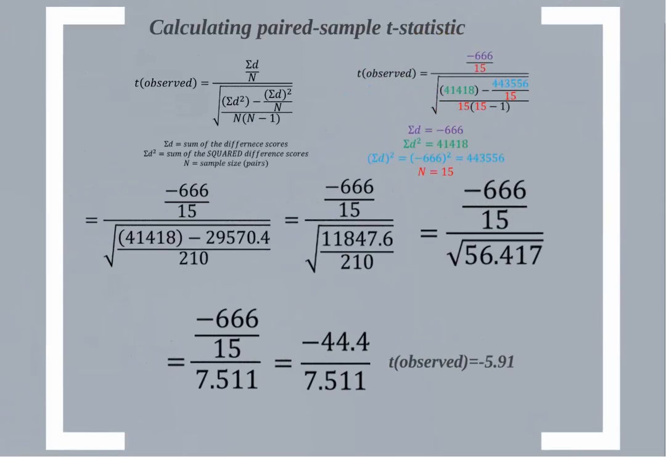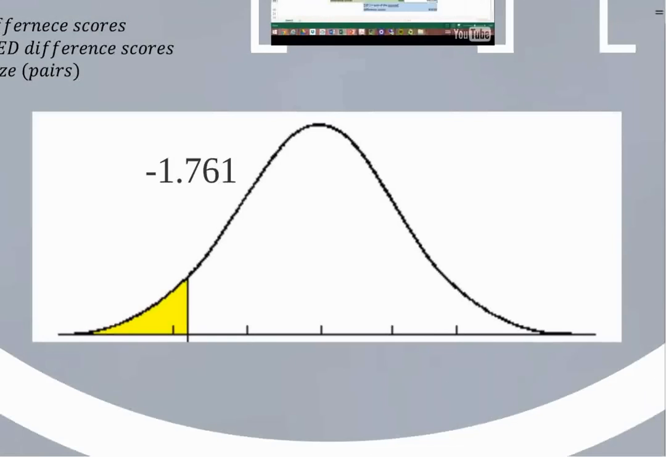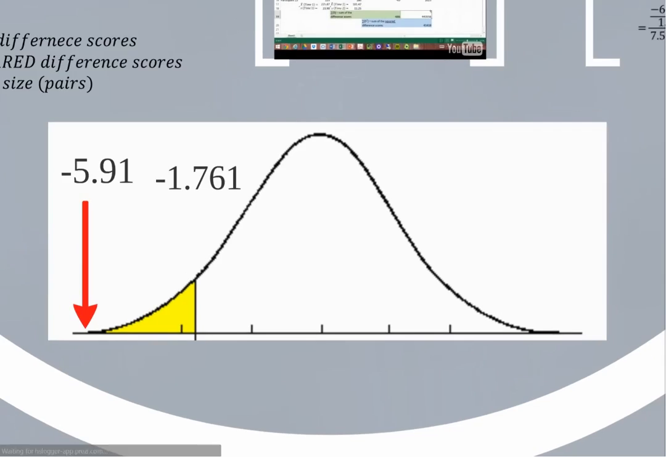So after going through this entire process, we can plot this on our distribution. What we're looking for is a score that is beyond our critical region, right? And again, our critical region is negative 1.761. And what we find is that indeed our observed t is beyond that critical region. We have a negative 5.91. Based on this, we can come to some conclusions about our data, about our sample.